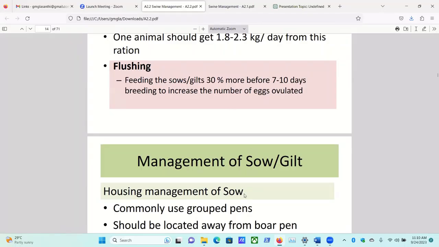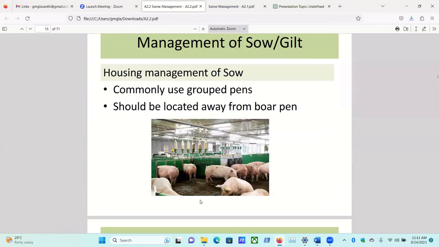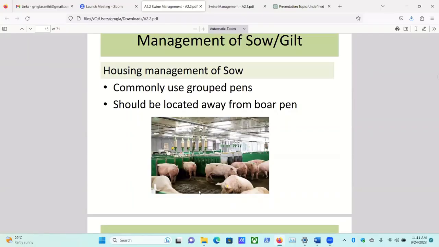Before 7 to 10 days of breeding, if we are going to breed in another week, from a day like today we can enhance the feed amount by 30% to enhance the number of eggs ovulated. That means to enhance the prolificacy. So these are the things regarding feeding management.